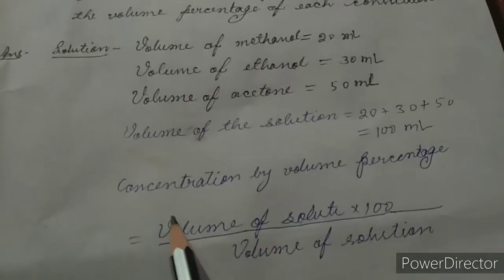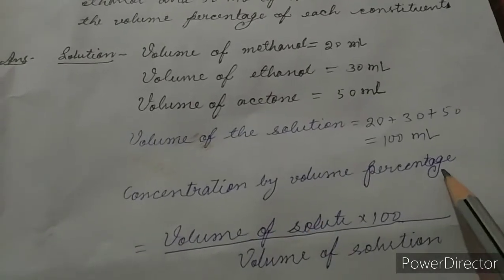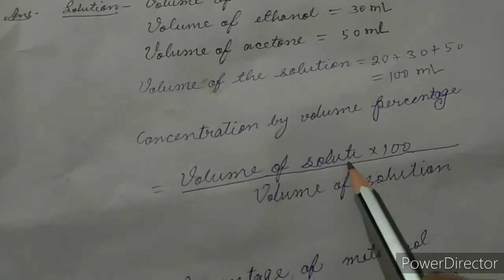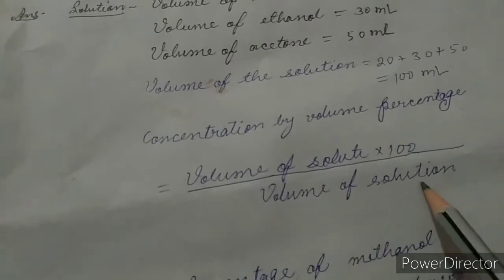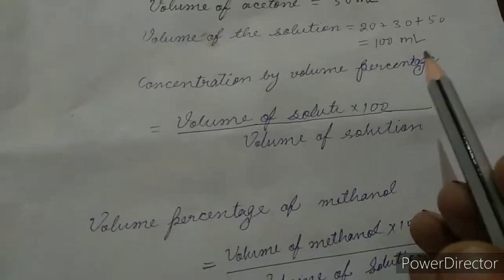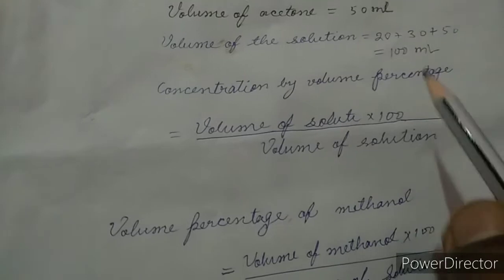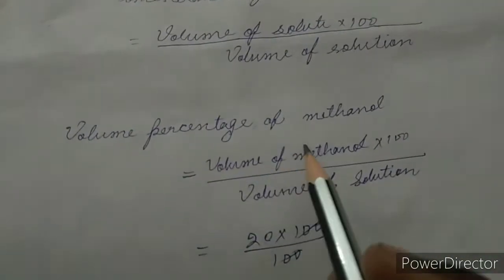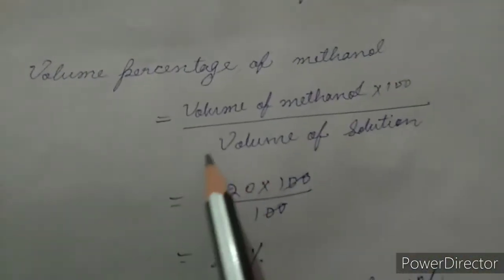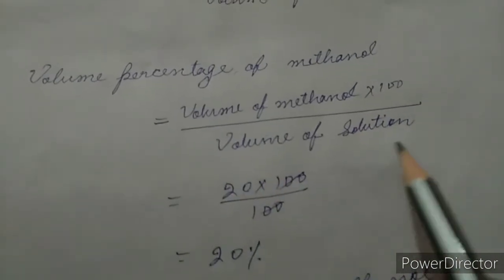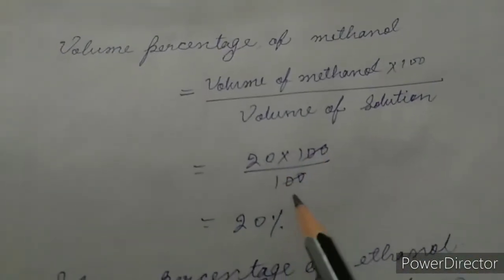After that, concentration by volume percentage can be obtained by the volume of solute multiplied by 100 upon volume of the solution. This is the formula of volume percentage. So we will put the value of each constituent one by one and find the volume percent. Volume percentage of the methanol is equal to volume of methanol multiplied by 100 upon volume of solution. Here 20 into 100 upon 100, that is equal to 20%.